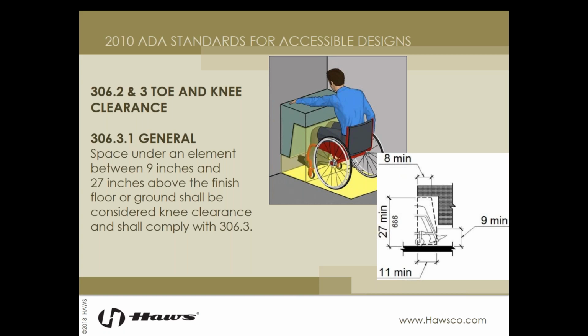This is 306.2 and 3. This gives us the clearance heights for knees and toes, and I'm pretty sure I should have kept that joke to myself.